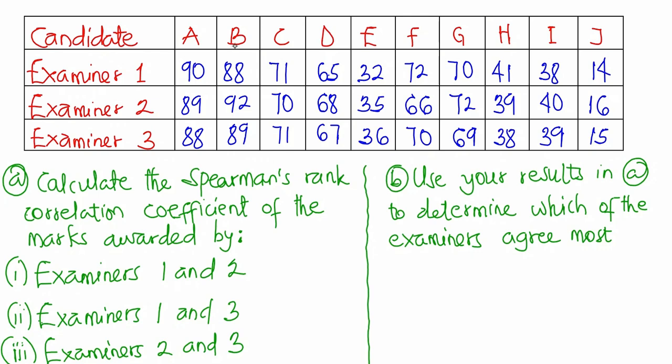Candidate B obtained 88 marks from examiner 1. Candidate C obtained 71 marks from examiner 1. To the last candidate J, who obtained 14 marks from examiner 1.